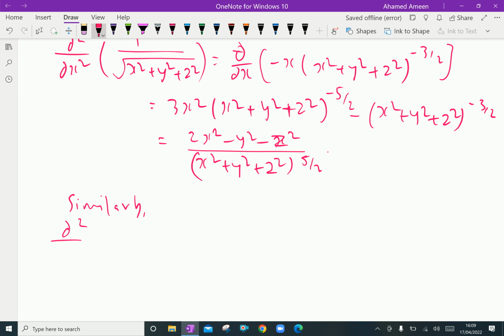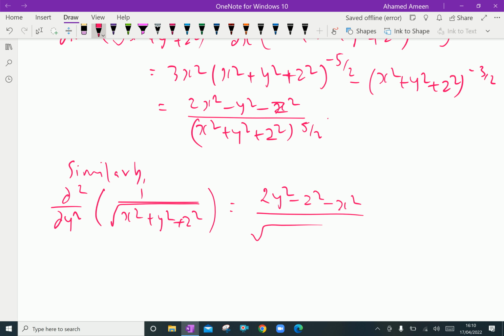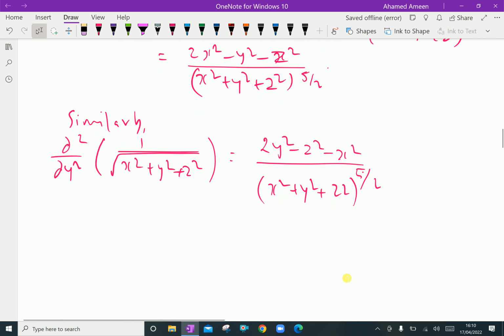That is, dou square by dou y square of 1 over the square root of x square plus y square plus z square is similarly 2 y square minus z square minus x square over x square plus y square plus z square to the power 5 by 2. Look here, x square comes, y square comes, z square, and z square comes, minus x square.